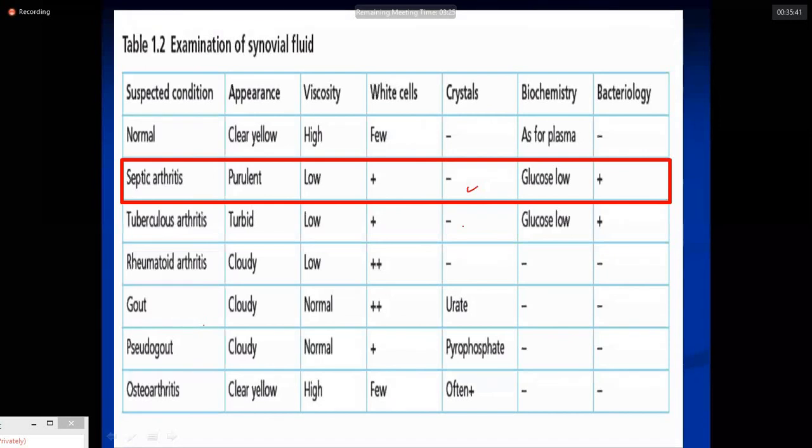And again, there are a few joints in the body in which septic arthritis and osteomyelitis can go from one end to the other. The most common joint is the hip joint. Then the other joints are the shoulder joint and the elbow joint, in the elbow, that is the proximal radial joint, and in the ankle joint, that is the distal tibiofibular joint. Okay. So I am showing the slide here.